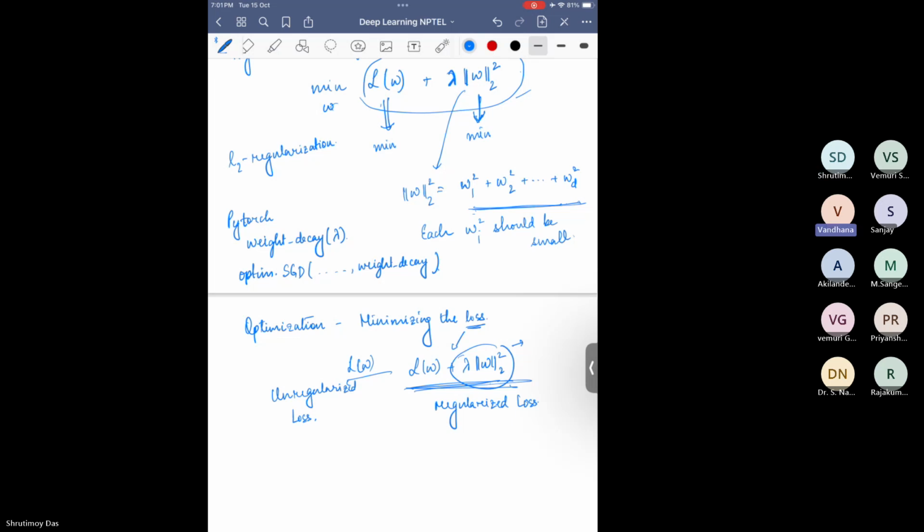Is lambda W2 the regularized loss, or after this plus term, the whole thing is the regularized loss? The whole thing is the regularized loss. This part is the regularizer. These are just terms. You just have to understand the concept behind this.